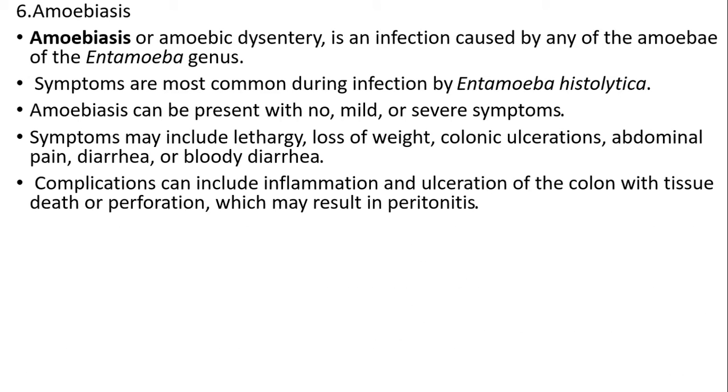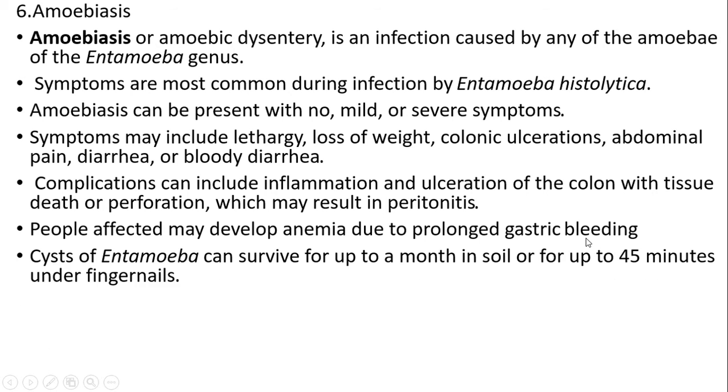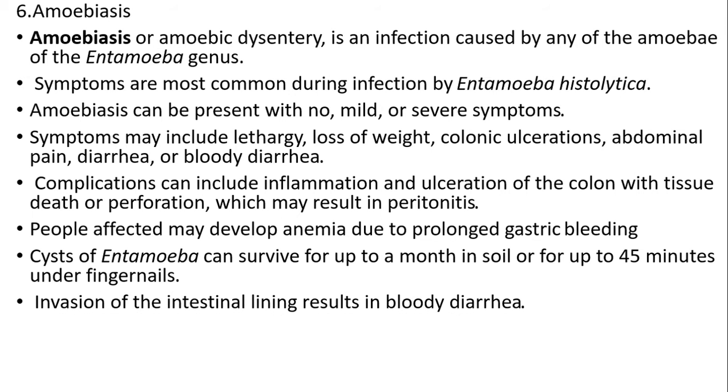Complications can include inflammation and ulceration of the colon with tissue death or perforation, which may result in peritonitis. People affected may develop anemia due to prolonged gastric bleeding. Cysts of Entamoeba can survive for up to 1 month in the soil or for up to 45 minutes under fingernails. Invasion of the intestinal lining results in bloody diarrhea.